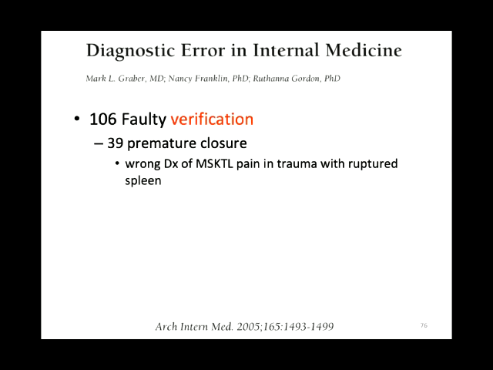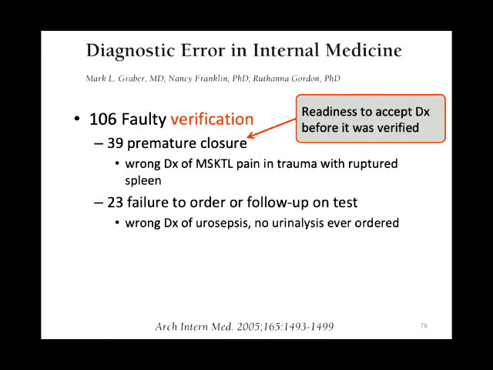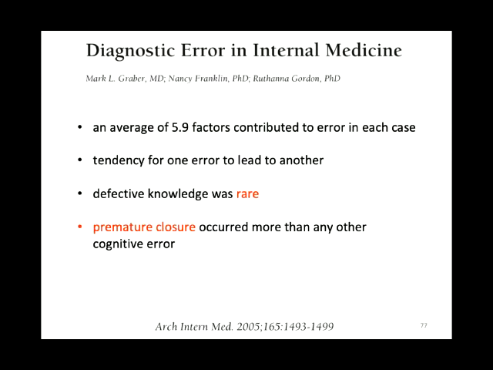Faulty verification. So the definition of premature closure is a readiness to accept a diagnosis before it was verified. And the example they used is a patient with trauma who had a ruptured spleen, and they were given the diagnosis of musculoskeletal pain. Or another example, failure to follow up on the tests. Wrong diagnosis of urosepsis when there was no urinalysis ever ordered.